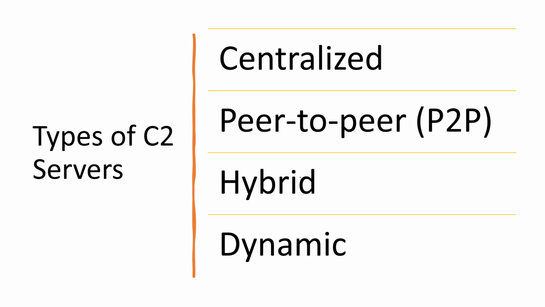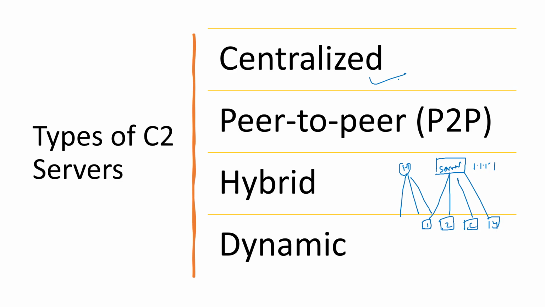Now we have different types of C2 servers. First is called centralized. Centralized server means, let me give an example. In centralized, what happens? We have one server, for example the server IP is 1.1.1.1. The hacker distributes the malware to multiple users. So we have user 1, user 2, user 3, user 4. All four are connected with this server. So that is called centralized.